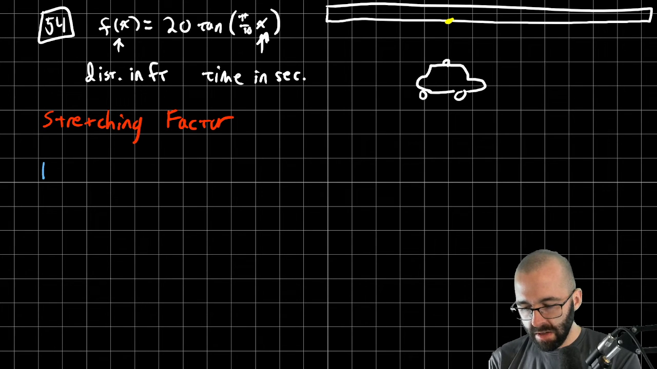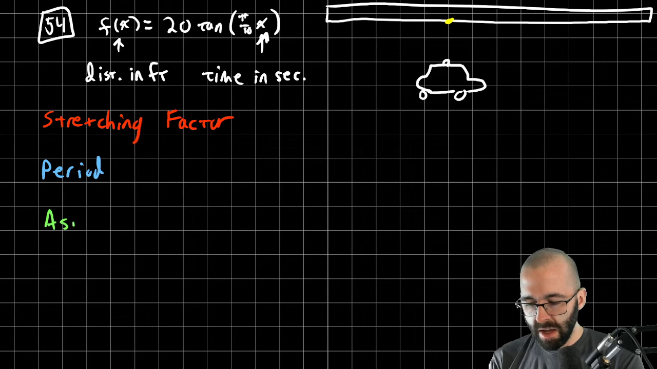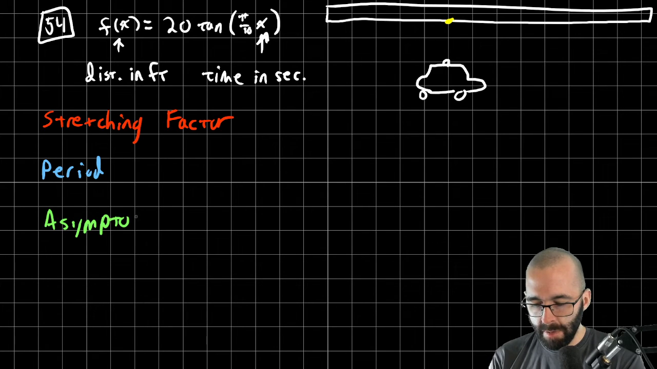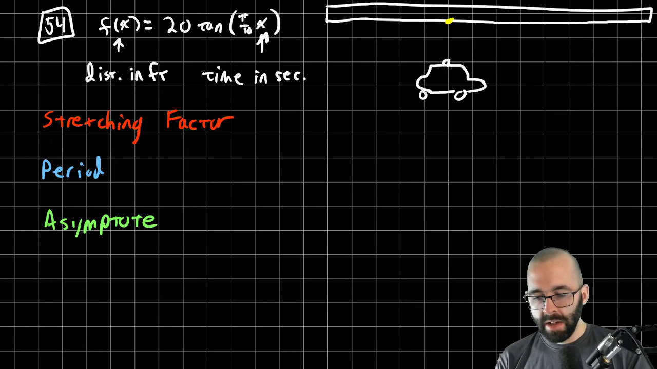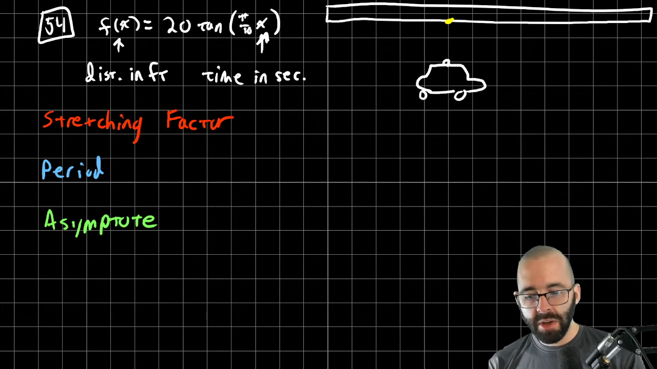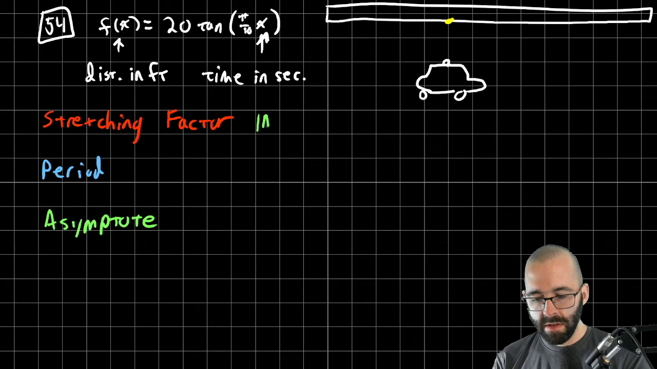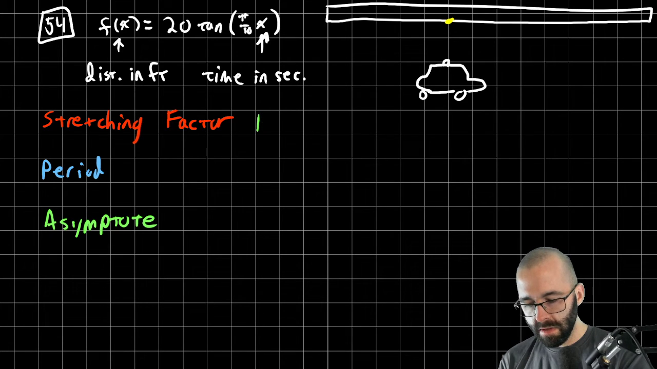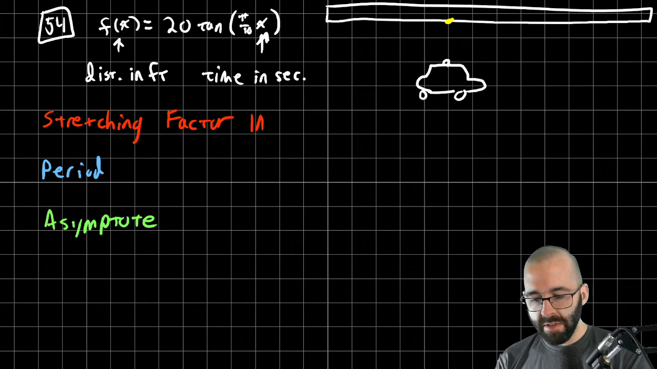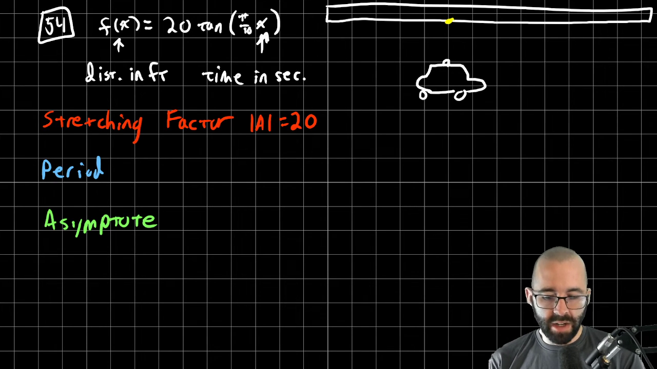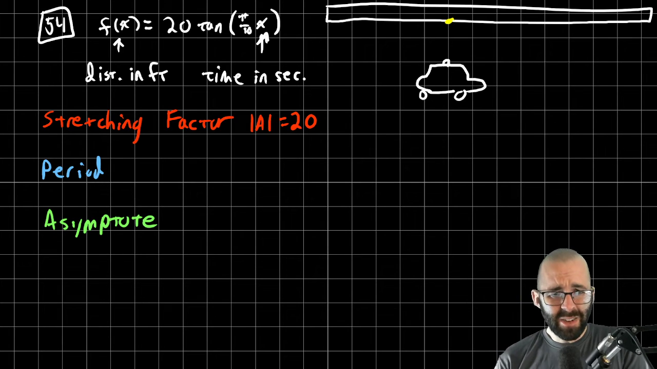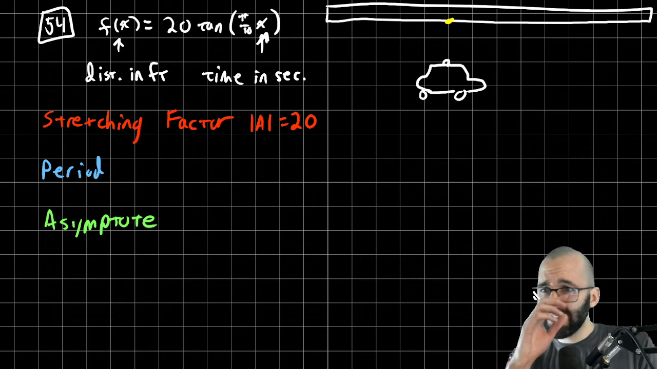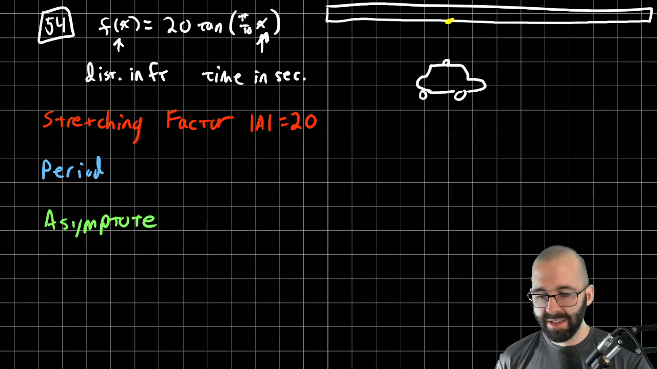We're going to need the period, and we're going to need the asymptote and an interpretation for what these represent. So the stretching factor is the absolute value of A, which is 20 here. The stretching factor is 20. We need to interpret that too, but it's not really clear what that means just yet. So let's wait a little bit.